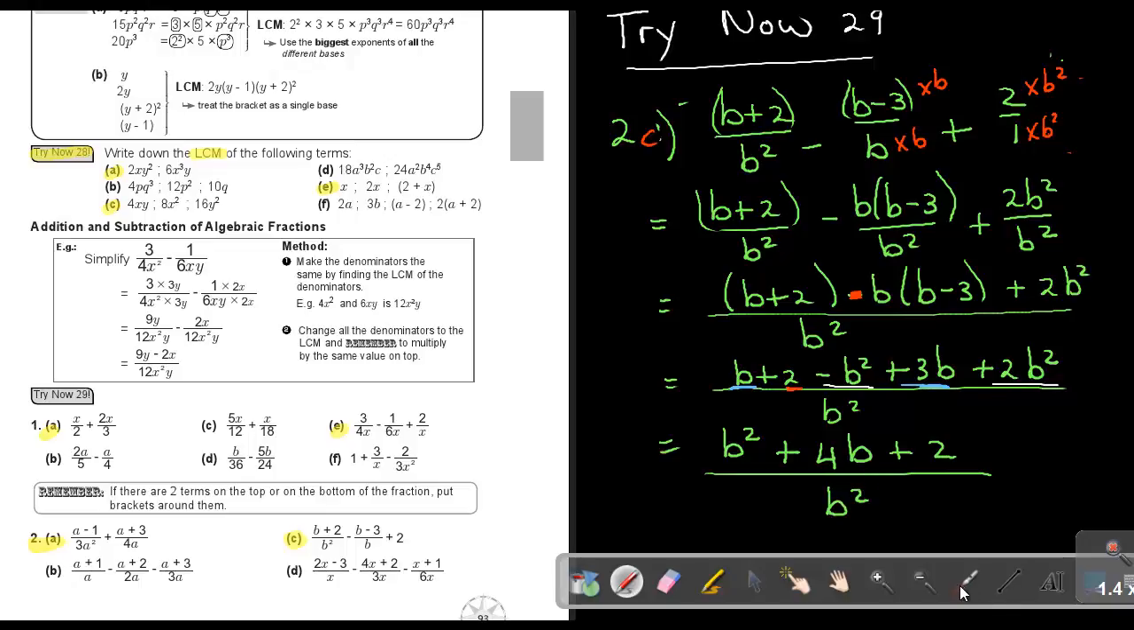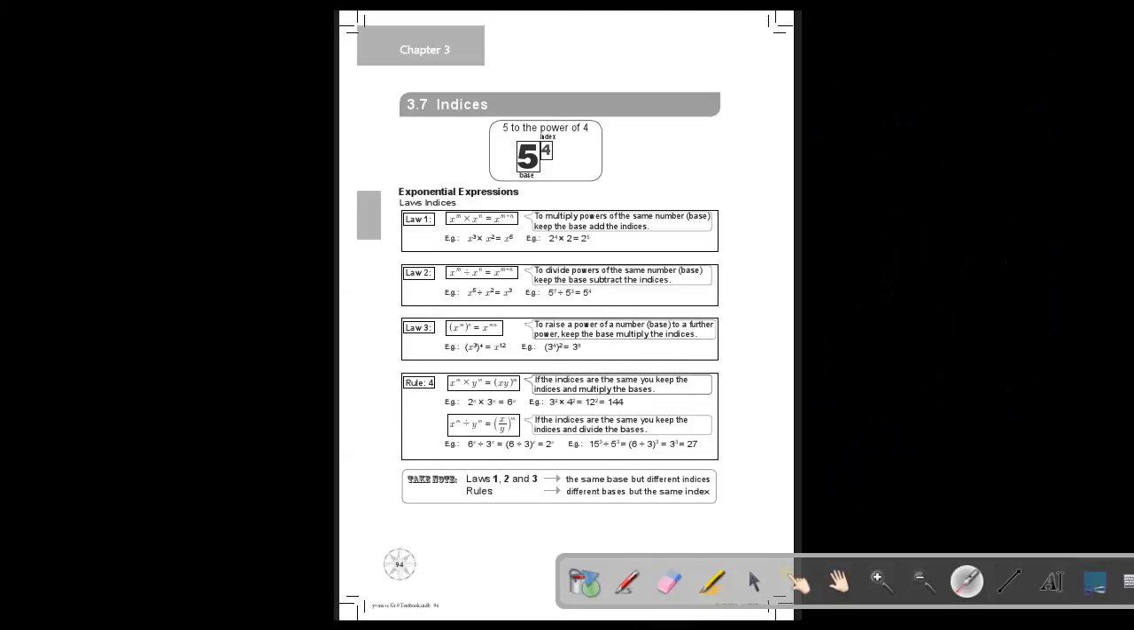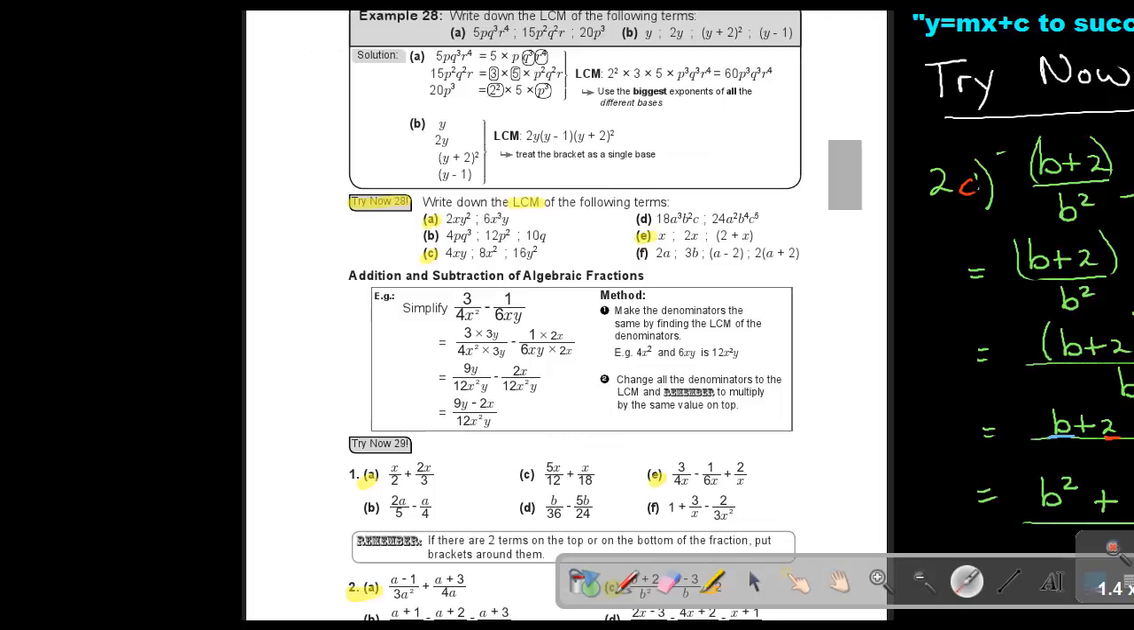Remember, you can never cancel this. Because you can only cancel if you have one term over one term. And in this case, you are having 1, 2, 3 terms over 1. So never cancel that. Just leave it like that. That is your final answer. Okay. Let's just see if there's the next one. No, that was the last. So that's just simple algebraic fractions.